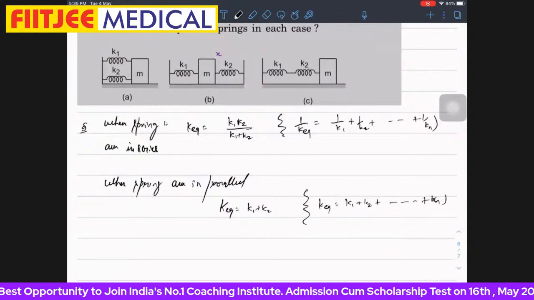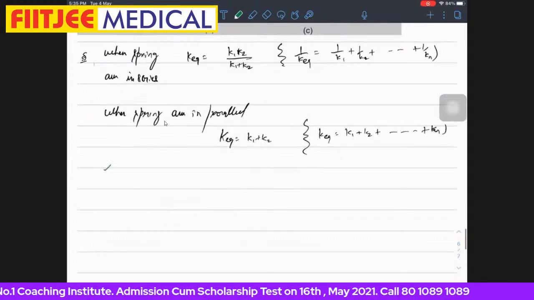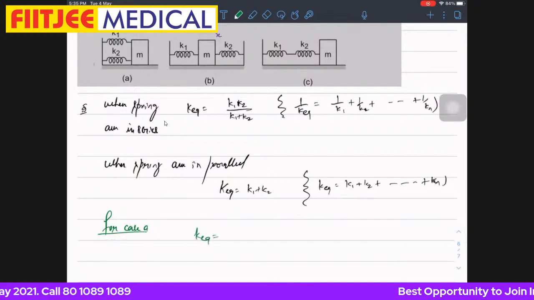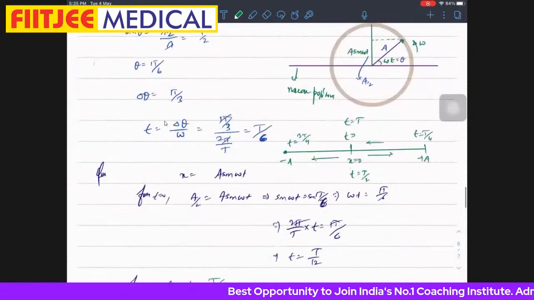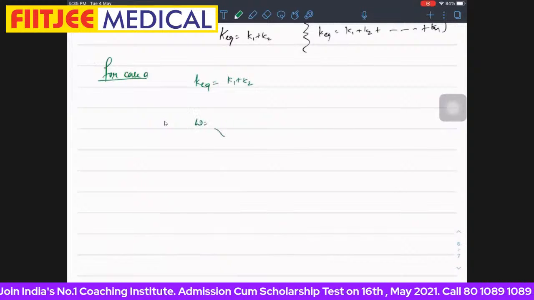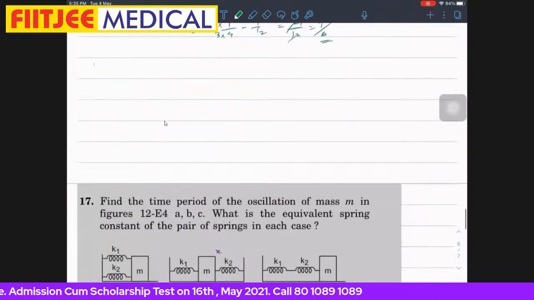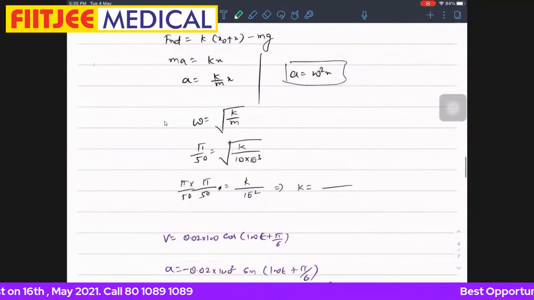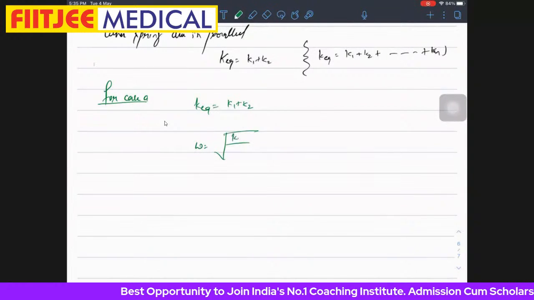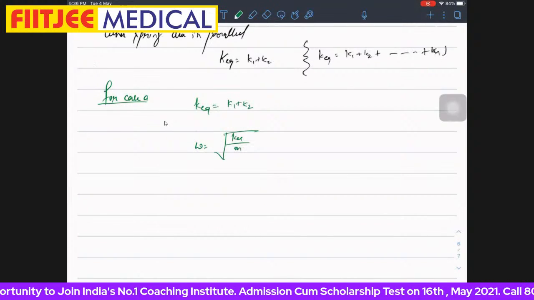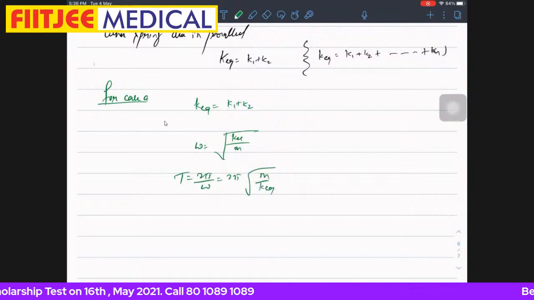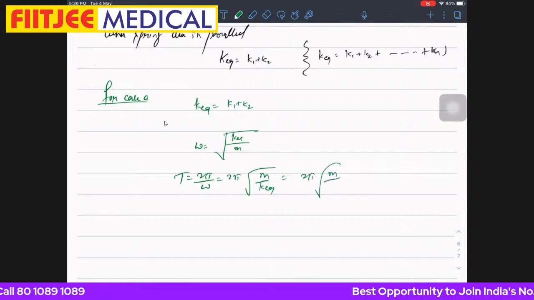Now for case A, if I solve, we can say these two are in series. So K equivalent is how much? K1 plus K2. And in this equation for a spring, omega in case of spring we write root of K equivalent by m. So the time period will become 2 pi by omega, so 2 pi into root under m by K equivalent. So in case A, the time period is coming as 2 pi root m by K1 plus K2.